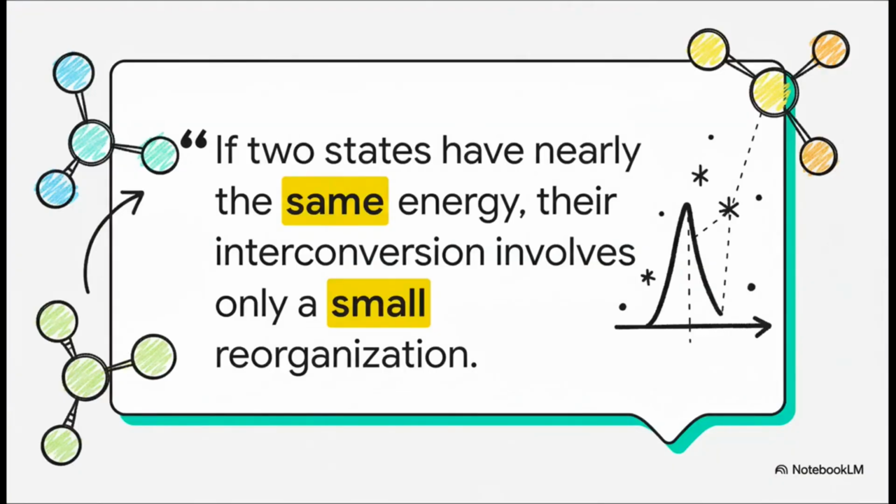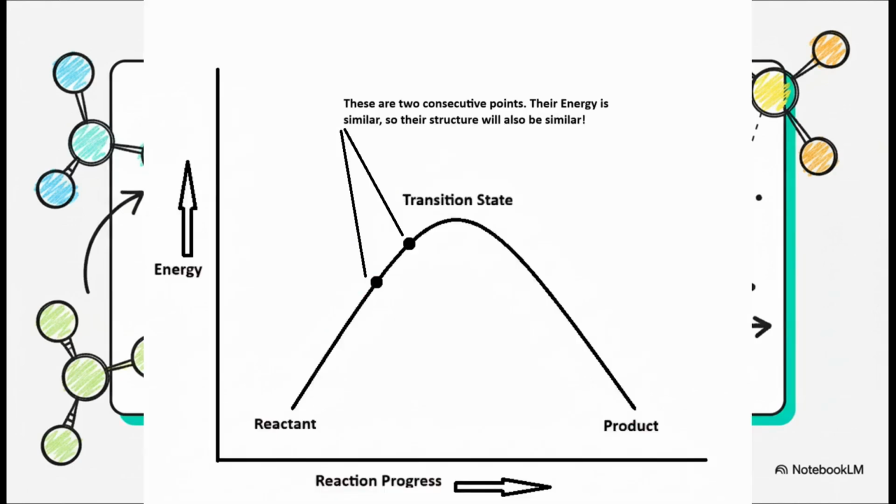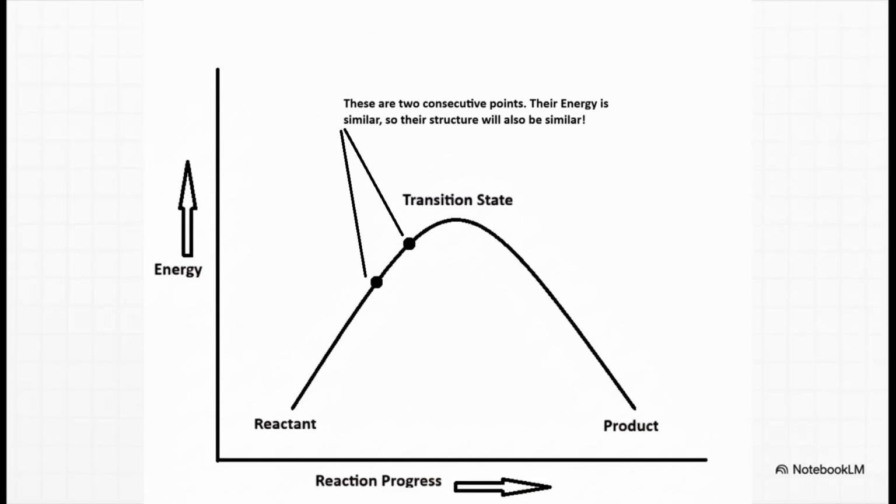So in 1955, Hammond published this postulate. Now, it sounds a little academic, I know, but the idea at its heart is actually incredibly simple. What he's saying is, if two spots on our mountain climb are close together in altitude, or energy, then they must also look very similar in their structure. And that is the shortcut.